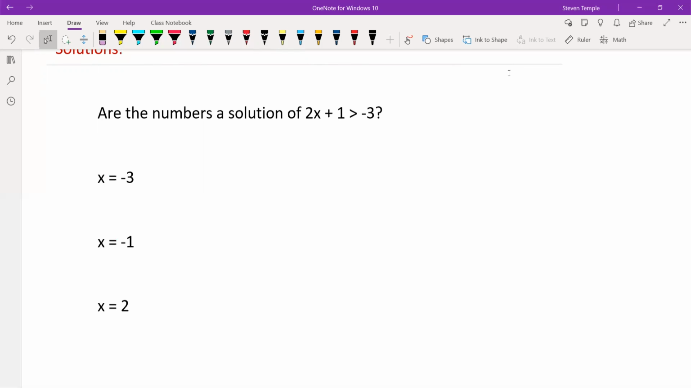So, for example, would -3 fit this? To do that, you just do your simple substituting. So replace x with -3.